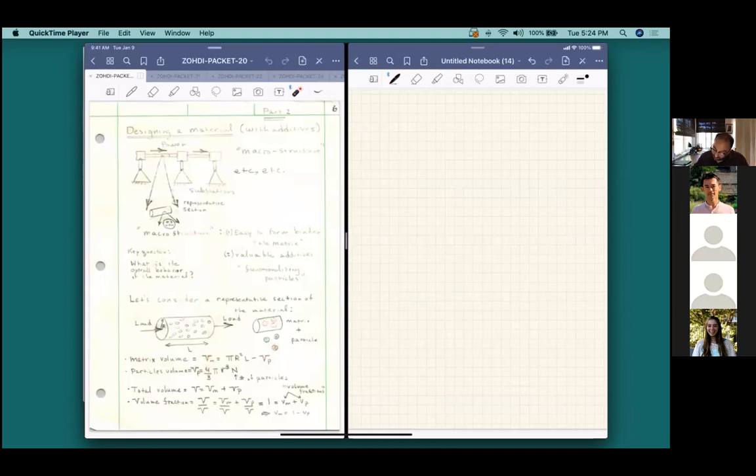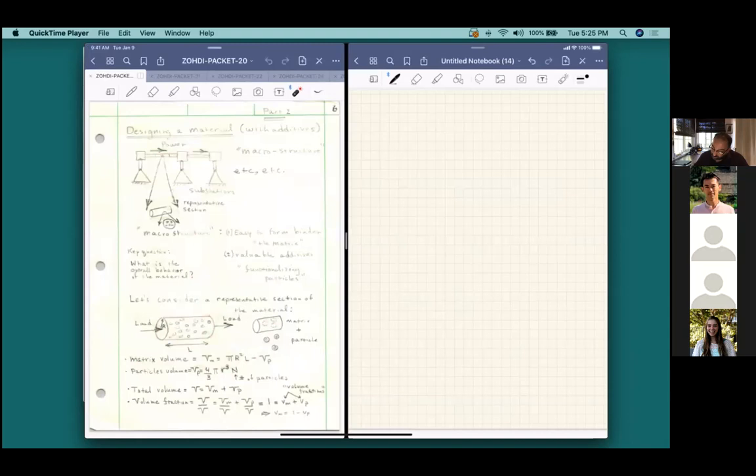If I take the total volume of this cylindrical element here, it's going to equal pi r squared times the length of that piece or specimen, which is the total volume of the material. If I subtract away the volume of the particles, what's remaining is the volume of the matrix, and vice versa. If I subtracted away the matrix material, I would have gotten the volume of the particles.